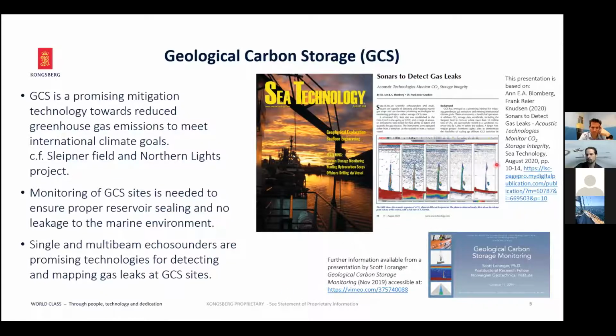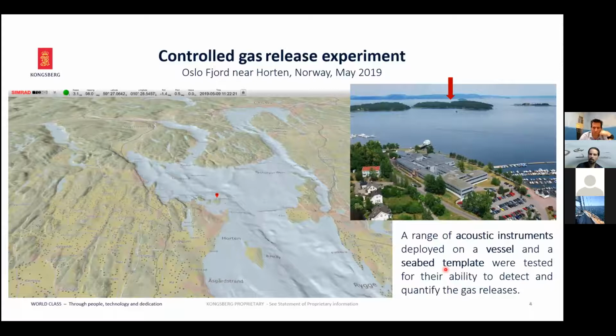The content of this presentation has also been published in an article in Sea Technology. You can follow this link later on. And there is also a very interesting presentation given by Scott Loranger on this topic and even further reaching topics. So, as part of the project, different in situ experiments were conducted. In 2019, in the Oslo Fjord near Horten, over here on this aerial picture, a range of acoustic instruments were deployed, both from a vessel passing over the gas release as well as from a seabed template.